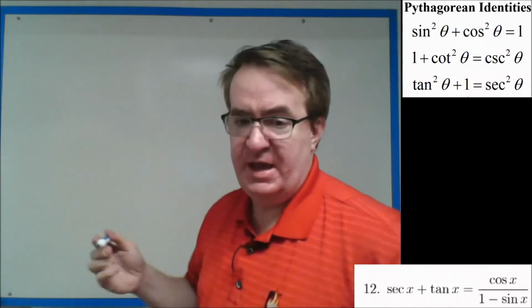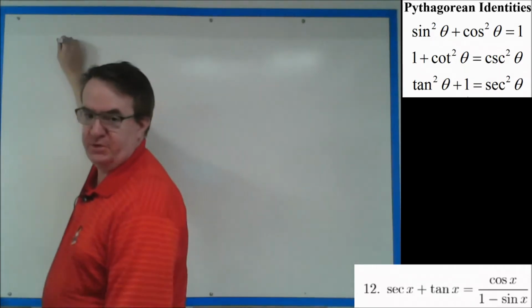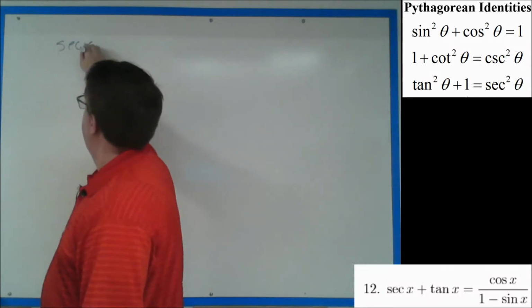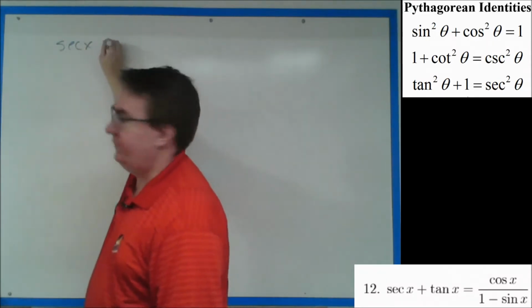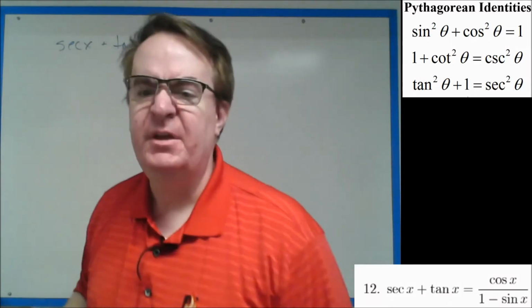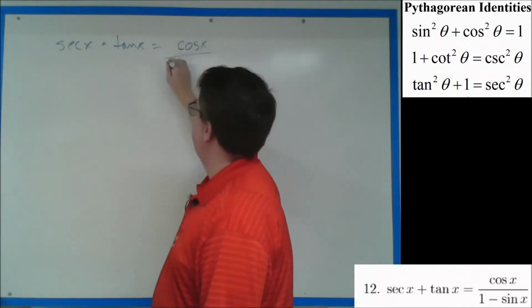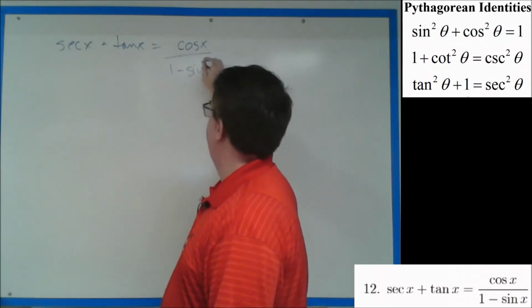So anyway, first problem that we're doing: secant x plus tangent x is equal to cosine x over 1 minus sine x.